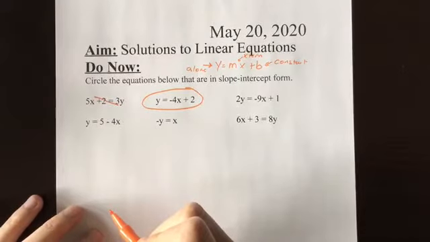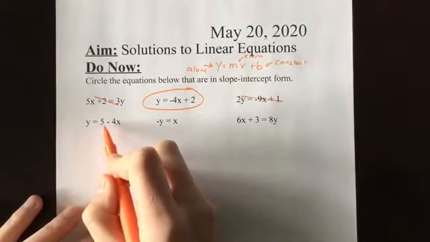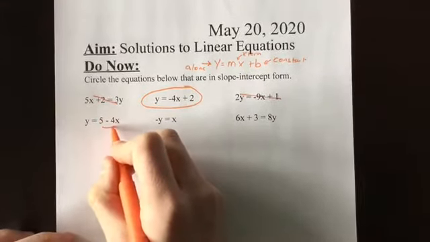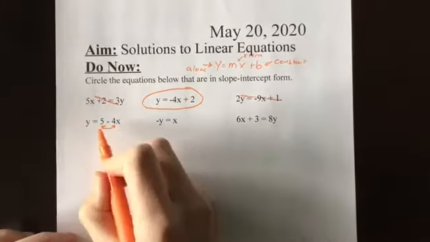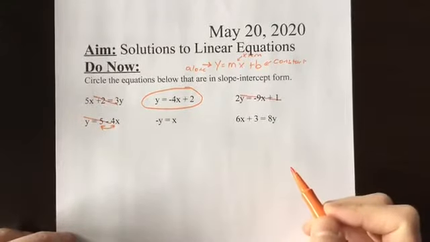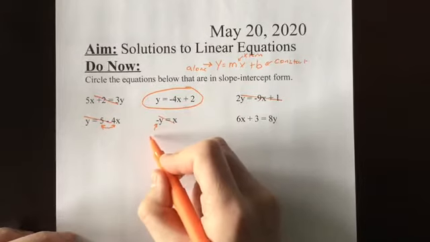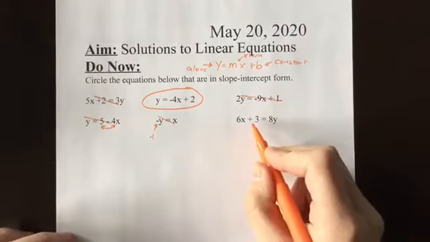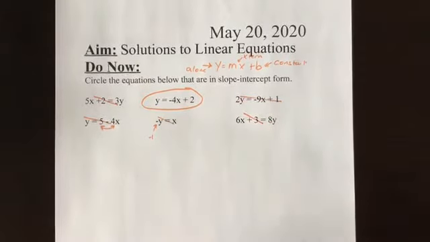2y equals negative 9x plus 1. Nope. Y equals 5 minus 4x. So close. Had we just switched the x term and the constant, it would have been, but technically this is not slope-intercept form. Negative y equals x. Nope, because of that coefficient of negative 1, the y is not isolated. And 6x plus 3 equals 8y. Nope. So our only example was y equals negative 4x plus 2.